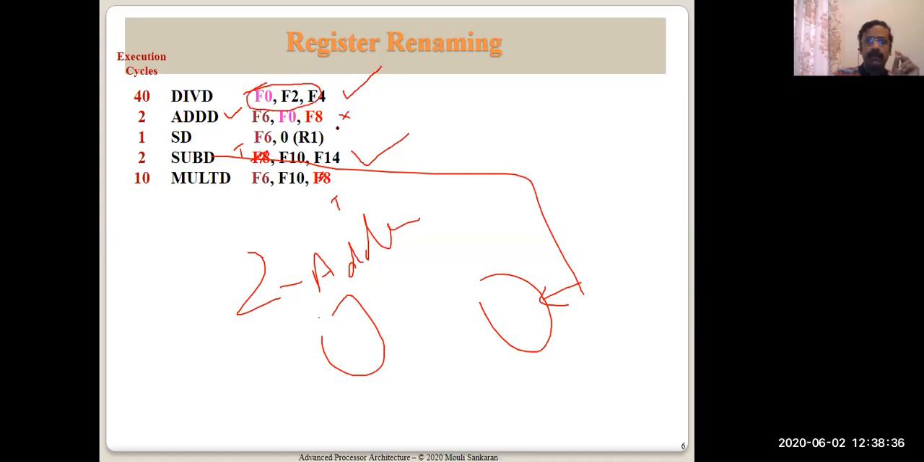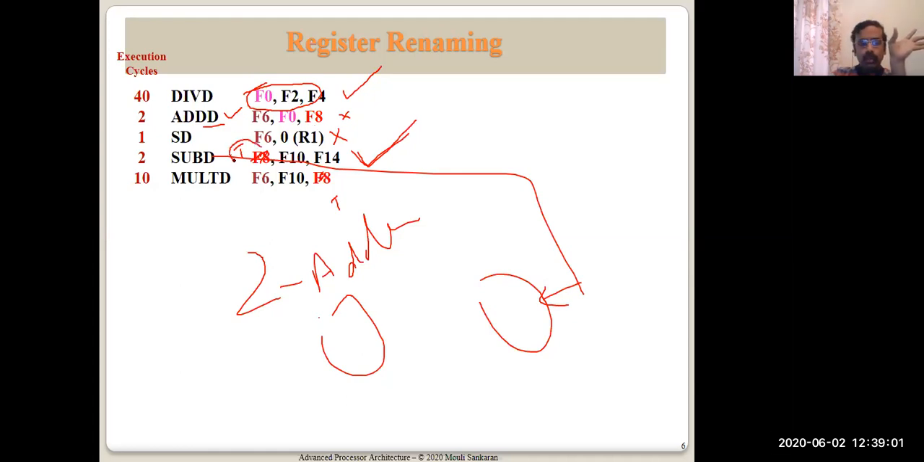This is held up, but this can proceed because that dependency of F8 is gone now. I don't have to wait till add D reads from F8. Add D will read from F8, no problem. I'm not disturbing it. Please remember, I'm not changing the value in F8. F8 is not disturbed at all.